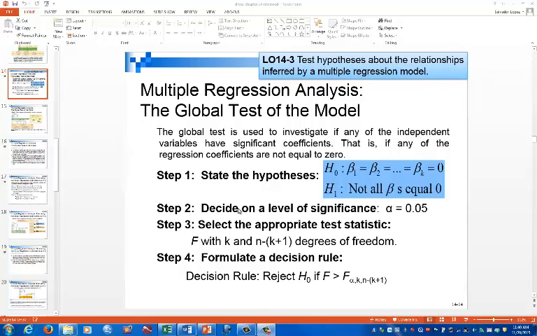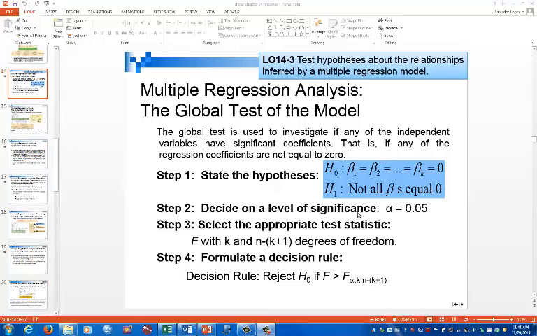In section 3 of chapter 14, first we're going to look at the global test of the model. The global test is used to investigate if any of the independent variables have significant coefficients. That is, if any of the regression coefficients are not equal to 0. The null hypothesis is beta 1 equals beta 2, etc., equals beta k equals 0. So in other words, all the betas are equal to 0. And the alternative would be the opposite: not all betas are equal to 0.